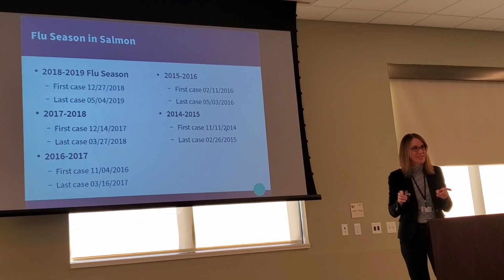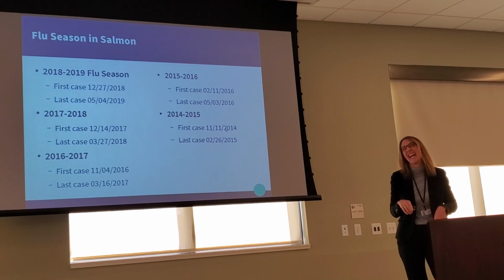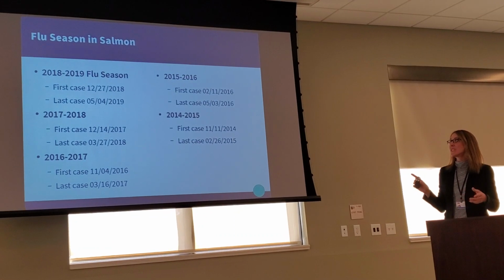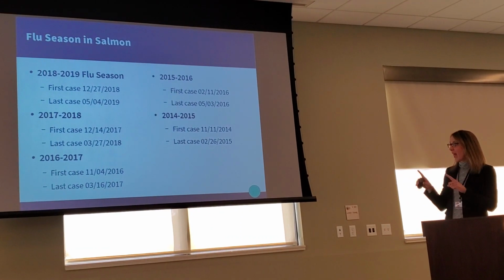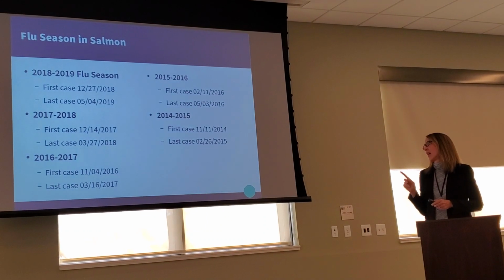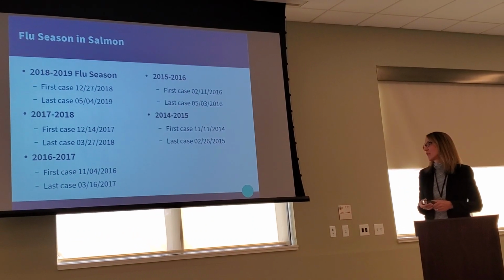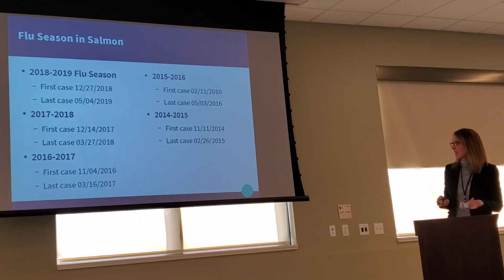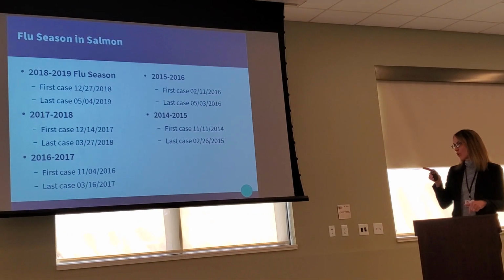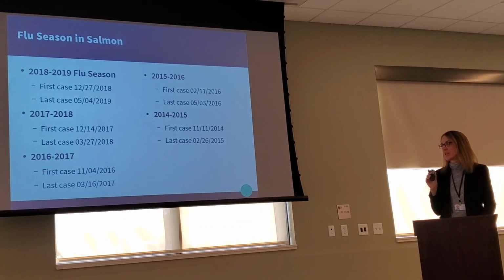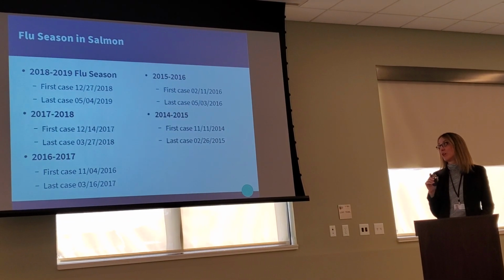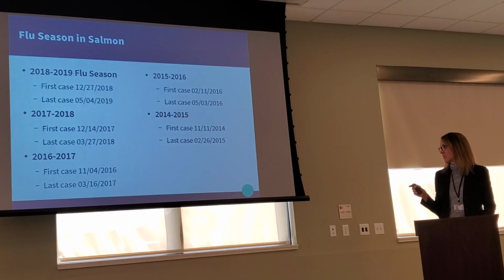Craig actually pulled this data. So this just kind of goes through flu season here in Salmon, Idaho. Last year, the first case was December 27th, and the last case was May 4th. The year before, first case December 14th, last case March 27th. The year before, it started kind of earlier. So for the 2016-2017 flu season, the first case was November 4th, and the last case was March 16th.